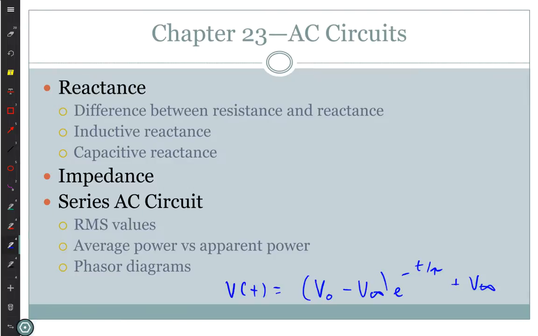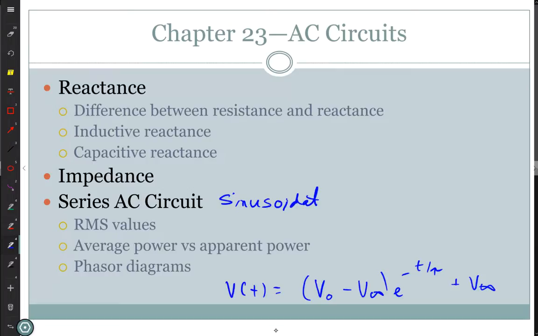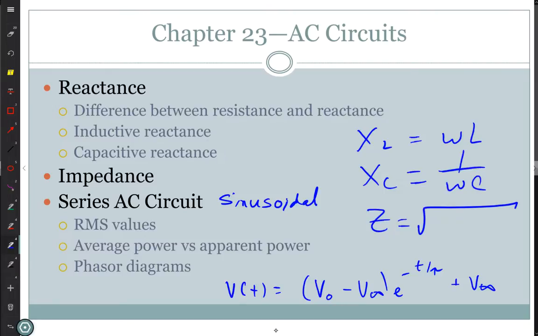AC circuit is continually moving back and forth. And for AC, we restrict ourselves to exclusively sinusoidal. And in that case, remember, we had all of our stuff we learned about in lab, the impedance, the reactance, XL is equal to omega L, XC is 1 over omega C, Z is equal to the square root of R squared plus XL minus XC squared. Make sure you remember all of those things from lab.